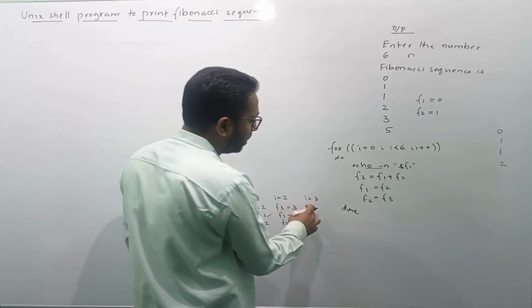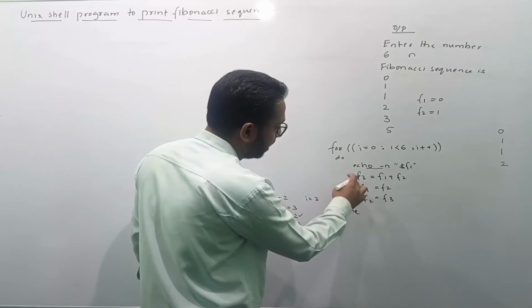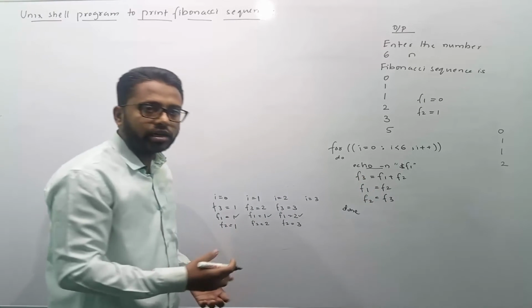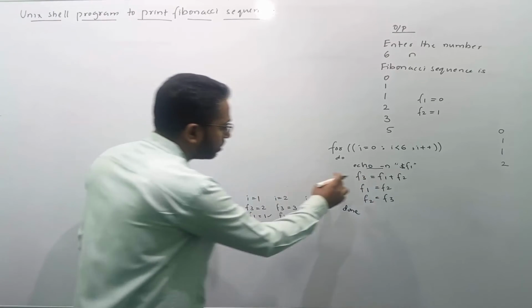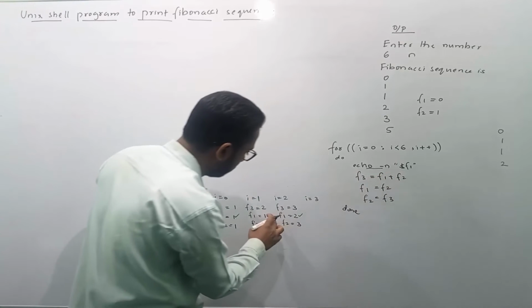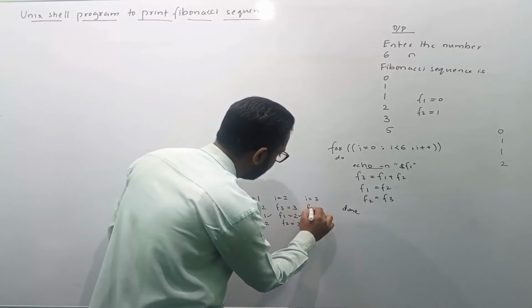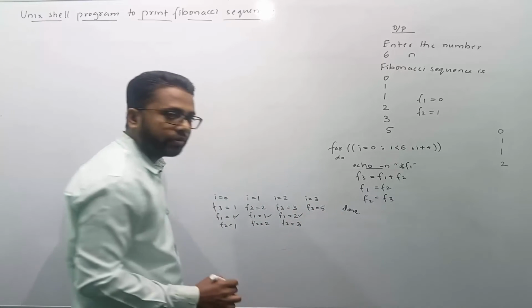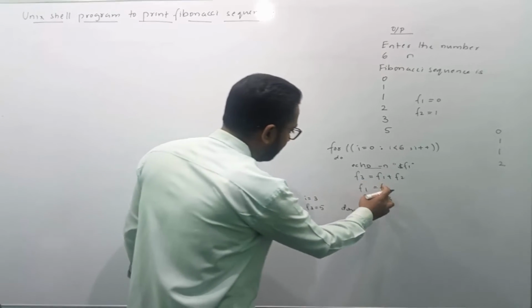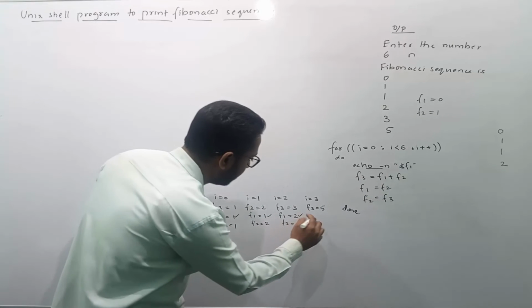Now for the value of I equals 3, these three instructions get executed to calculate new values of F1, F2 and F3. So F3 equals F1 plus F2. F1 is 2, F2 is 3. So 2 plus 3, 5. So F3 becomes 5. Next, F2 gets passed to F1. F2 is 3, right?